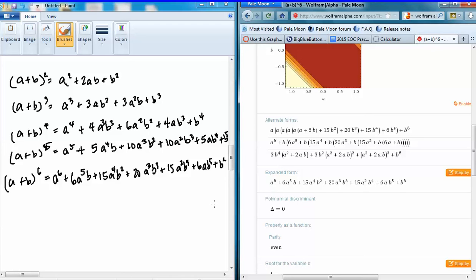Anyway, here's what he kind of came up with. What he wanted to do was find a pattern of the coefficients. That's the numbers in front of each of these things. Got it?